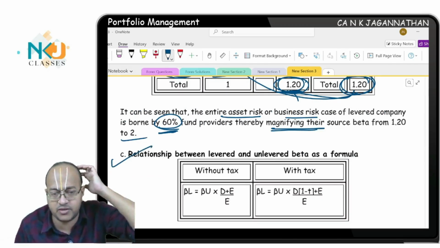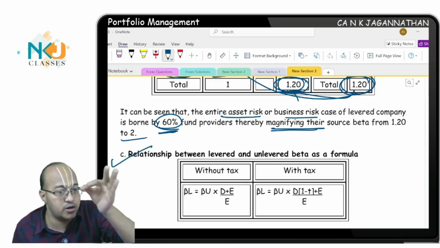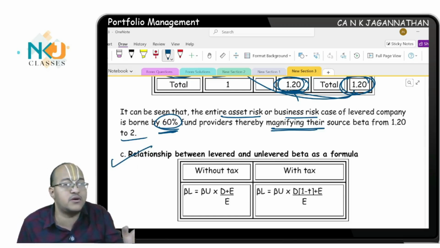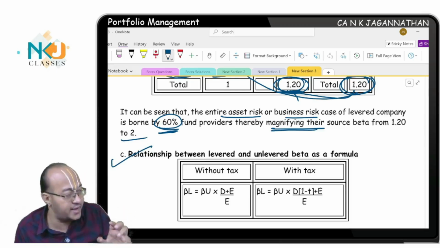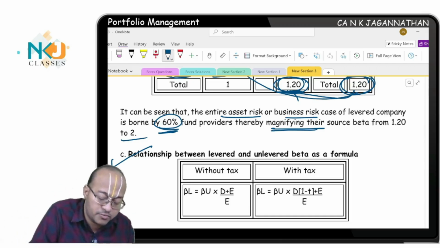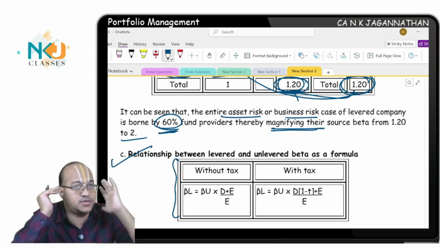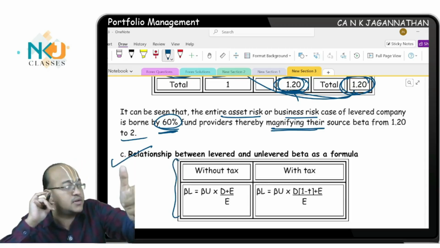This is important. Everything you discuss is just conceptual. Now this is the important point: how to convert levered to unlevered, and unlevered to levered, if there is no tax, and if there is tax involved, how to solve. From the examination perspective, if you remember this formula, it is enough. But if you forget the formula, the concept will help you to visualize and get the formula.